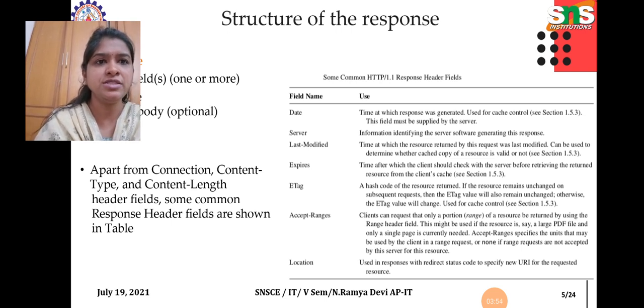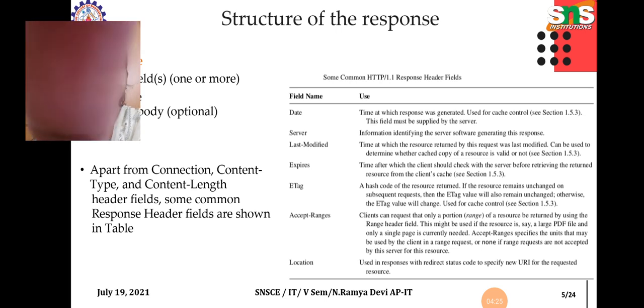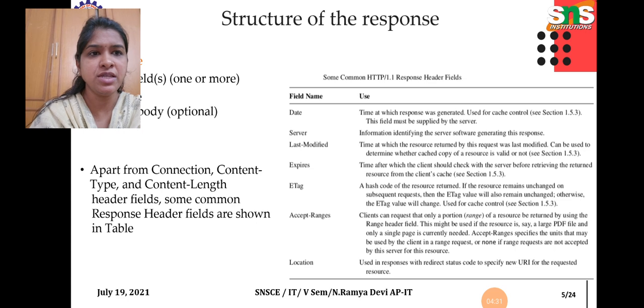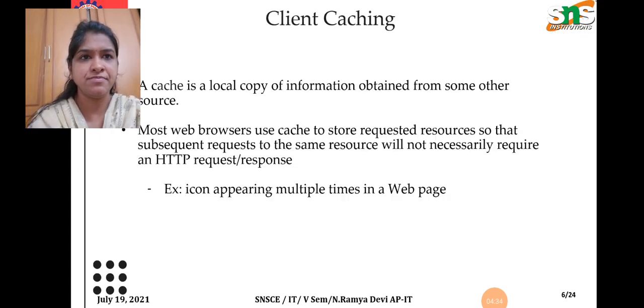And accept ranges: clients can request that only a portion of a resource be returned by using the range header field. This might be used if the resource is, say, a large PDF file and only a single page is currently needed. Accept ranges specifies the units that may be used by the client in a range request, or none if range requests are not accepted by the server for this resource. Location is used in responses with the redirect status code to specify a new URI for the requested resource. Apart from these, the connection, the content type and the content length header fields are some common response header fields.